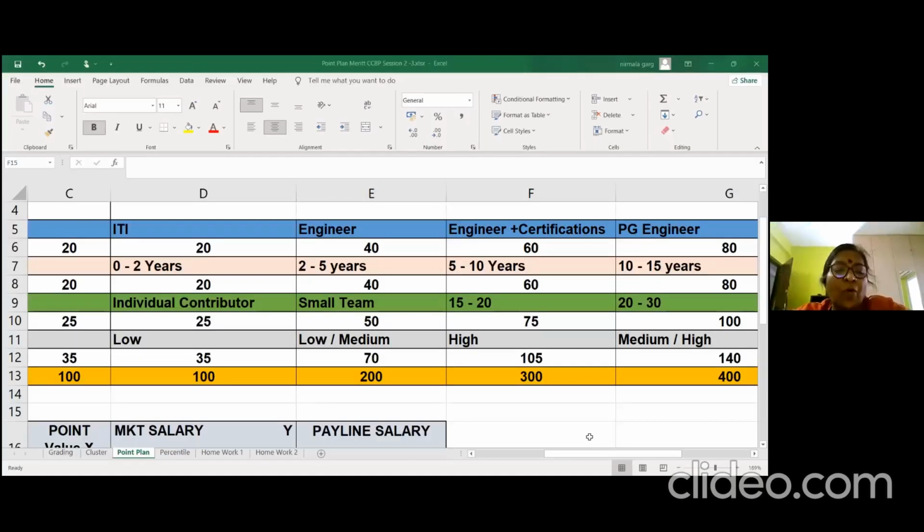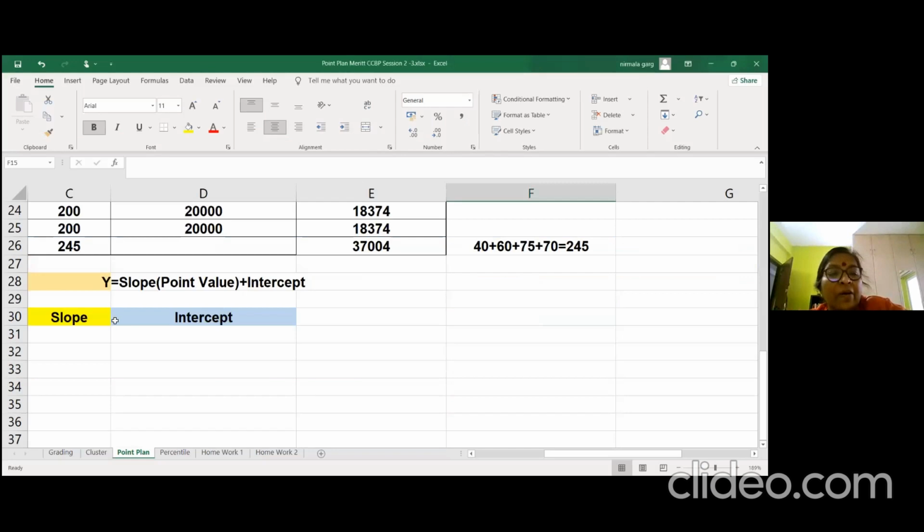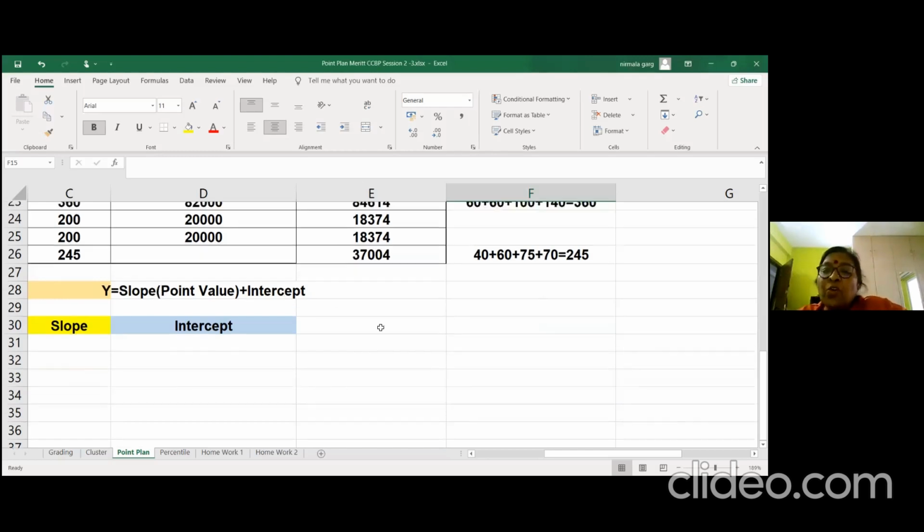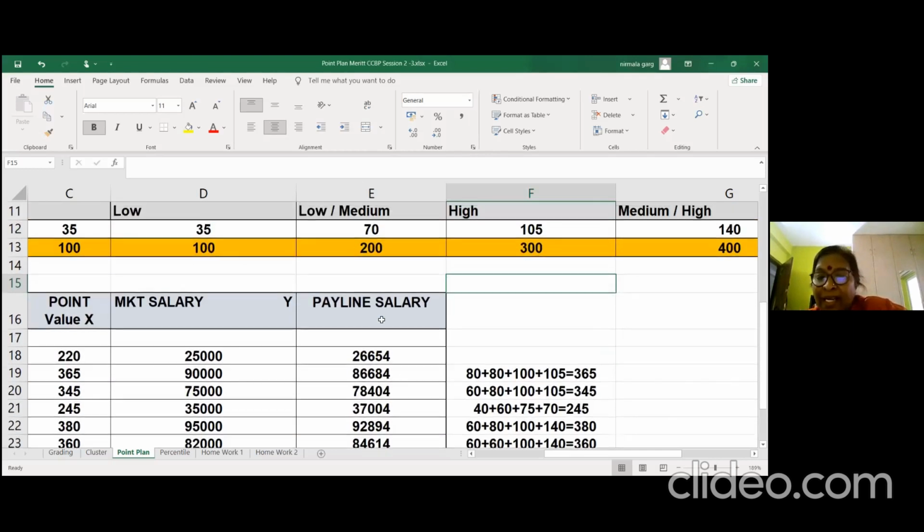So if you recall what we were doing, for any job pay line, the salary you want to calculate is slope multiplied by point value plus intercept. This is the formula. Okay, guys? This is the formula. Got it? And you also know how to calculate your pay line salaries by using what? The market data and point values and doing a regression analysis.